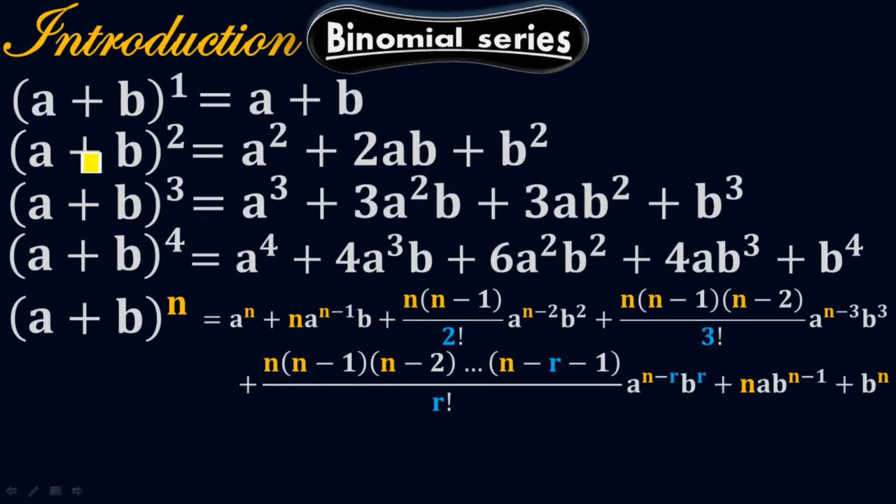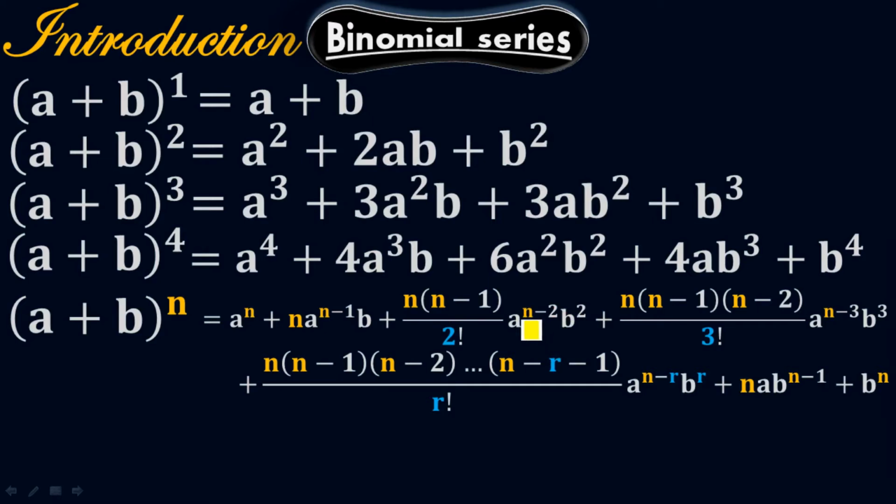Now look, let me try (a + b) squared. By using the binomial series, we're going to check whether the left side equals the right side or not. Look, my n value is 2. So if I plug in n equals 2 here, I will have a to the 2 plus 2 into b to the 1 plus 2 into 2 minus 1 over 2 factorial times a to the 2 minus 2 into b squared.